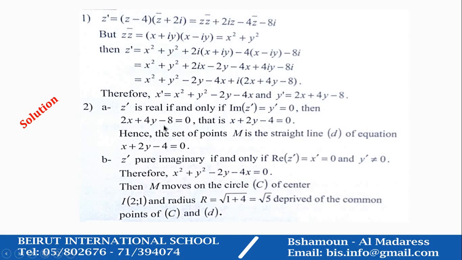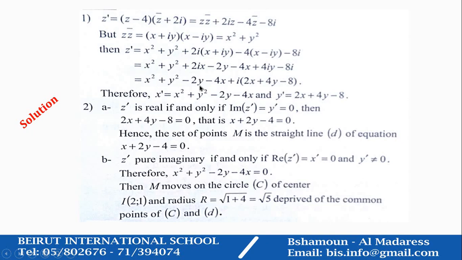Part 2a, z prime is real, which means the imaginary part is 0. Y prime is 0, which means 2x plus 4y minus 8 equals 0. So the set of points M, in this case, is a line of equation x plus 2y minus 4 equals 0. Well, if z prime is pure imaginary, it means that x prime is 0 and y prime is obviously different from 0.